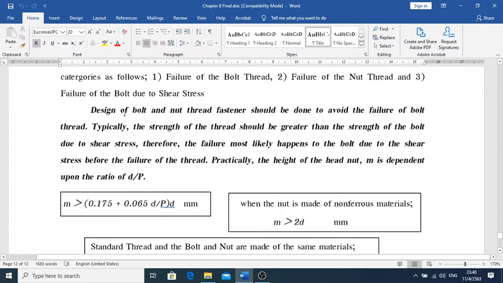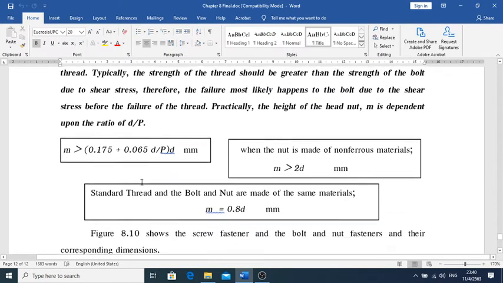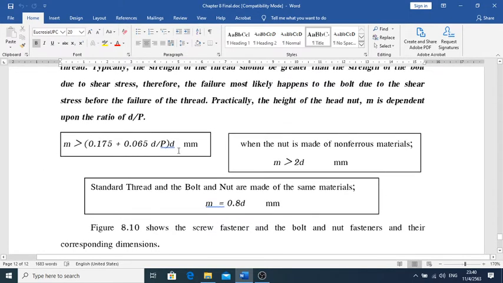The design of both thread patterns should be done to avoid failure of both threads. This is one important thing. Typically, the strength of the thread should be greater than the strength of the bolt due to shear stress. Therefore, the failure most likely happens to the bolt due to shear stress before the failure of the thread. Practically, the height of the nut, M, depends upon the ratio of D over P, so M should be greater than this.